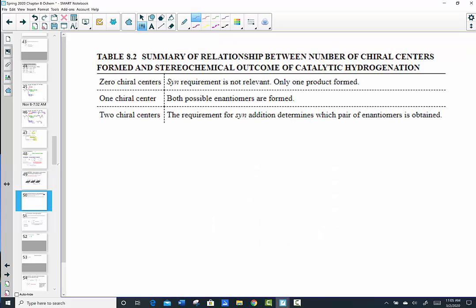So if we think about the syn addition of a hydrogen across the double bond, we have to think about chirality. If zero chiral centers form, syn requirement is not relevant. So for example, if I were to have simply ethene, and on the arrow you would see hydrogen and some sort of metal catalyst, you would now know that stereochemistry is not a consideration as you only form ethane and there are no chiral centers.